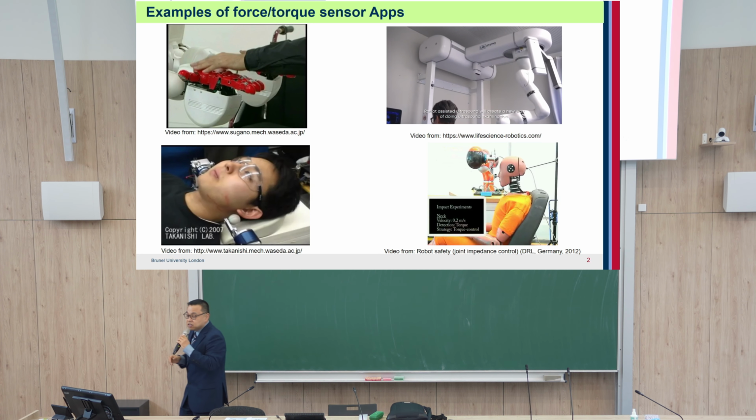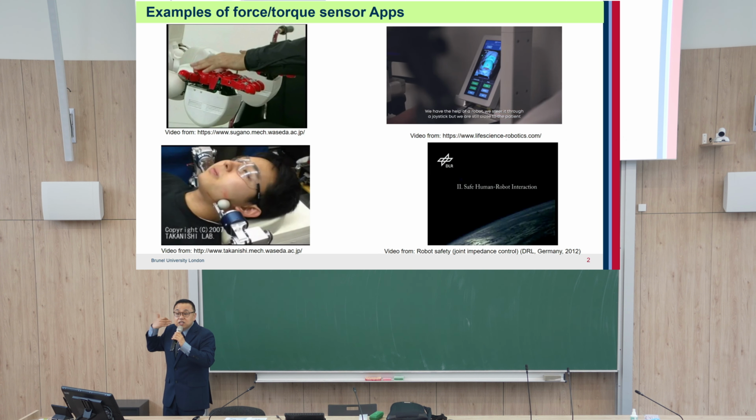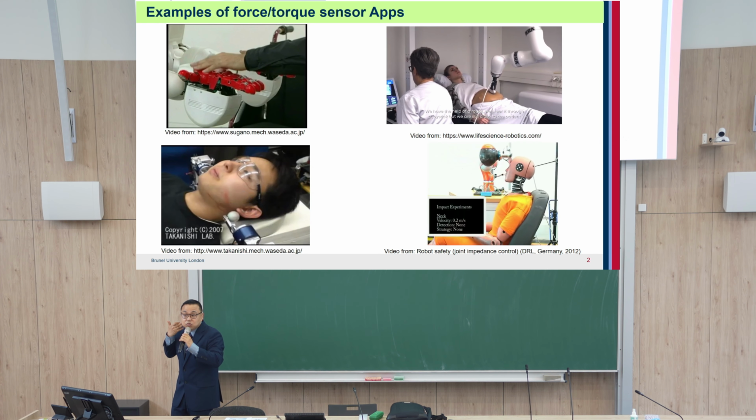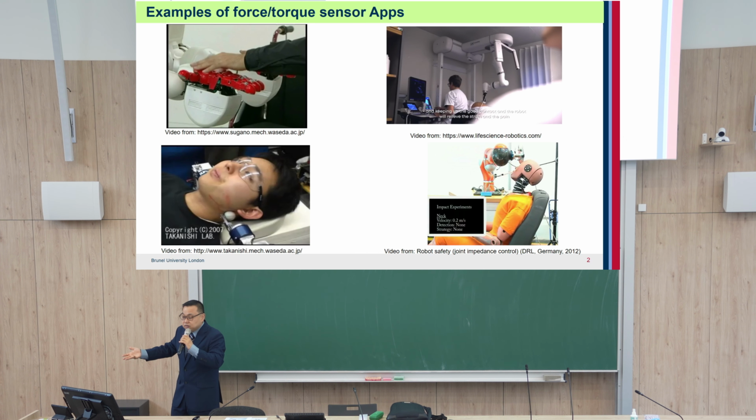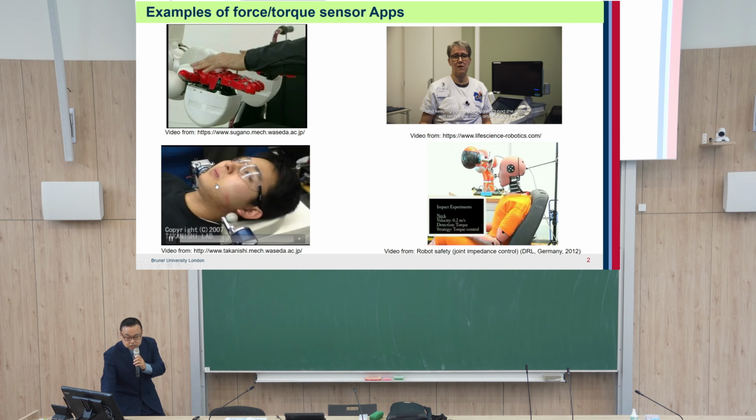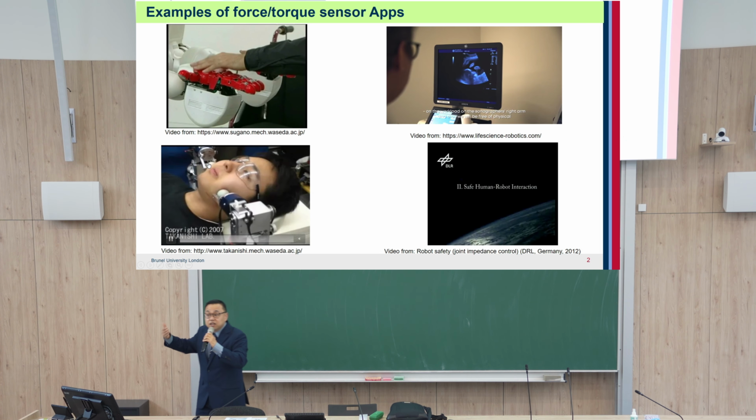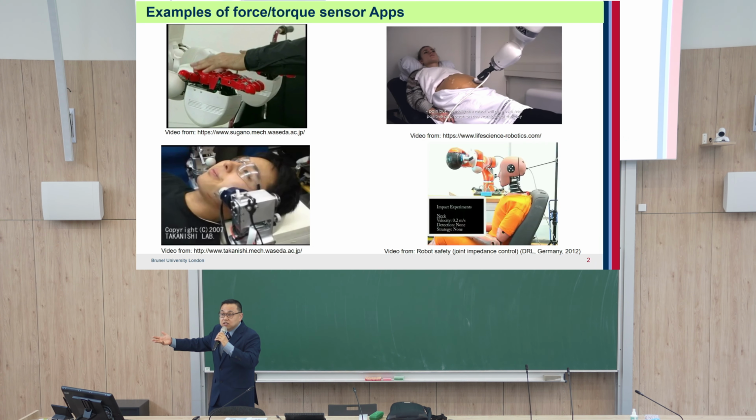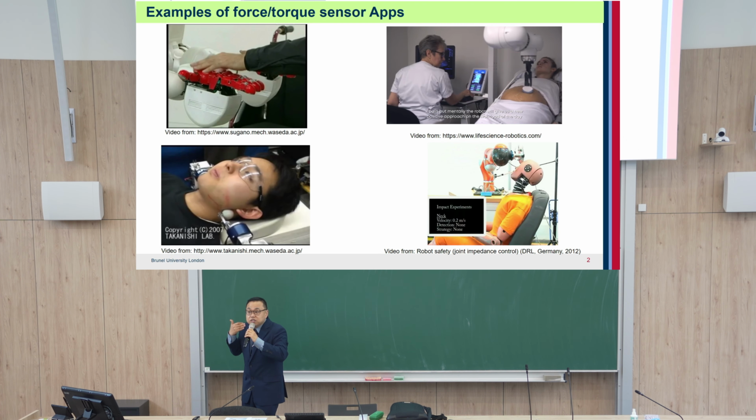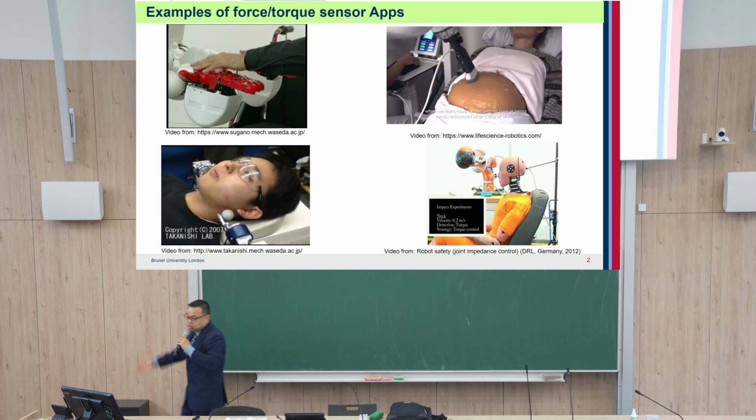But at the time, just imagine if we did not know whether the robot applied excessive force to the human being, the human being may be hurt by the robot arm. So in this case, this multi-axis force sensor is implemented to protect the patient. Also, the robot arm always keeps the same force, so as not to apply excessive force. Why? Not to hurt the patient.